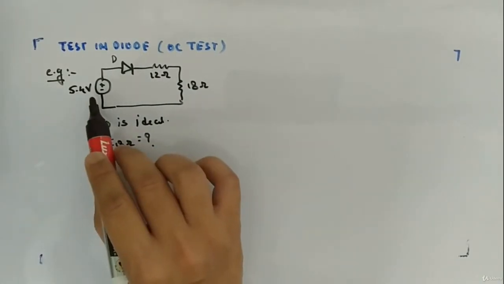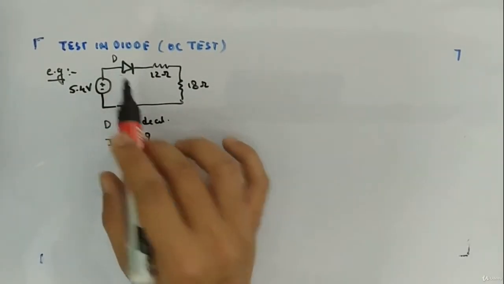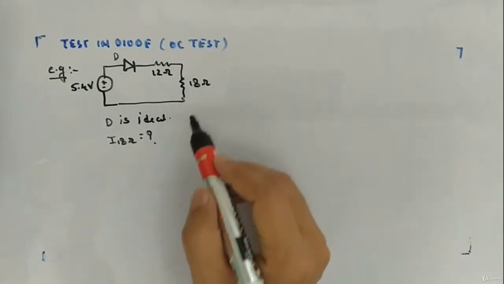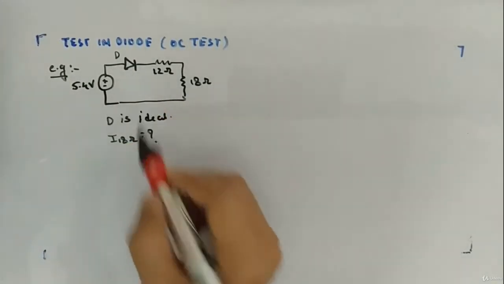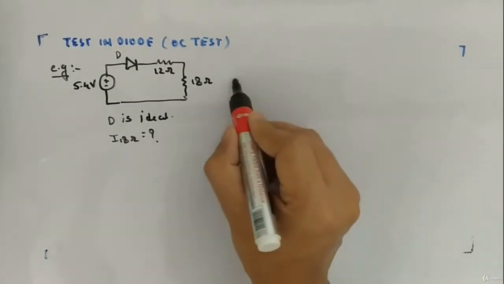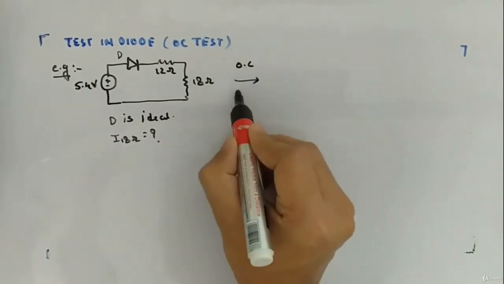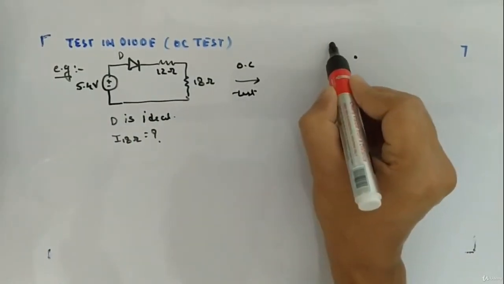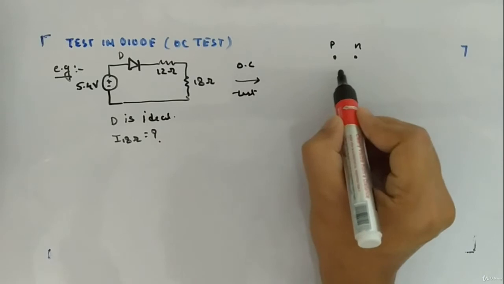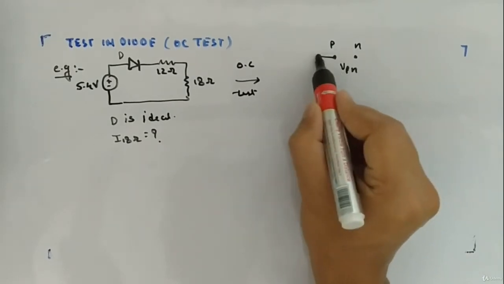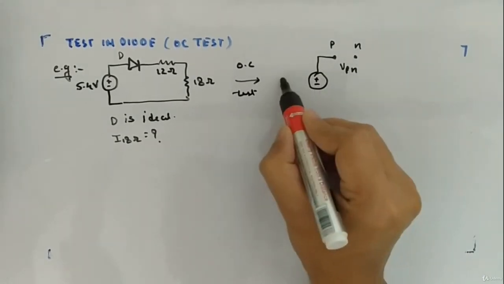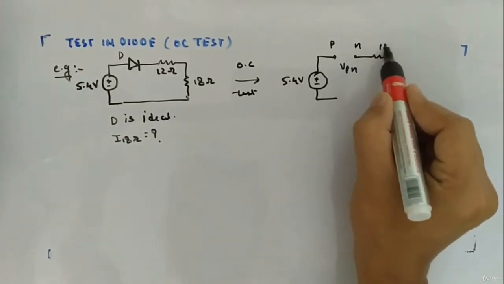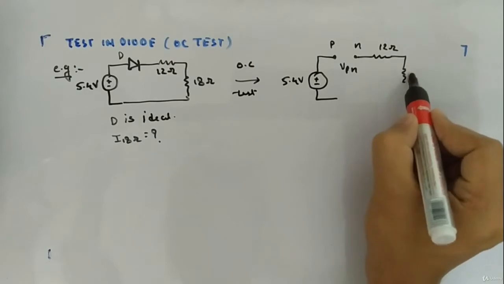So there is a 5.4 volt voltage source, then a diode, a 12 ohm resistor, and an 18 ohm resistor. We have to find the current across the 18 ohm resistor, and the diode is ideal. Okay, so I'll apply the open circuit test. I'll assume the diode to be open. This is the P terminal, this is the N terminal. We have to calculate VPN. This is the voltage source 5.4 volt, then this is 12 ohm, then this is 18 ohm.